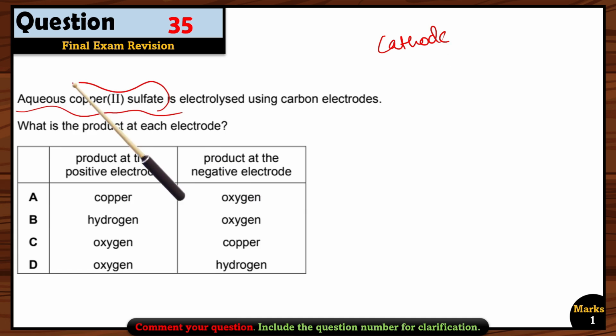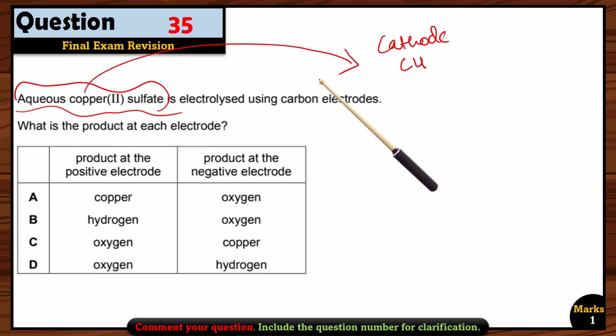Even if it is a solution, yes, but because this is copper sulfate solution, at the cathode you will always get your own positive ion. The positive ion is copper. So when it comes here, it will reduce and become a metal again. So at the cathode you will get the copper metal.